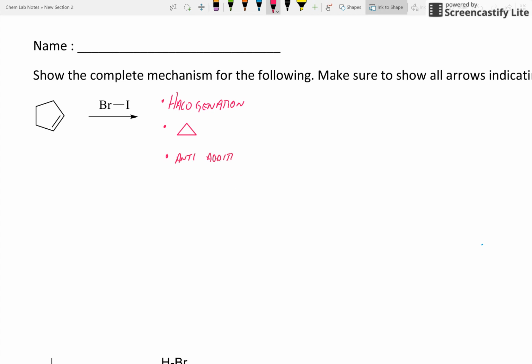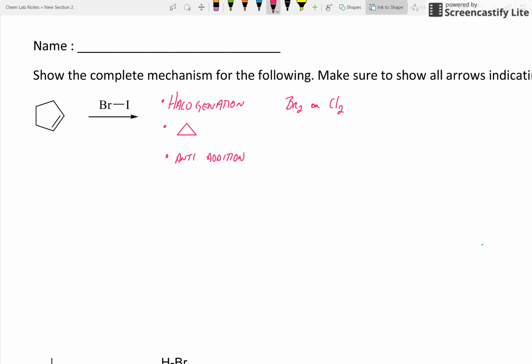Anti-addition, right? And if it does make a difference, it will form a racemic mixture at the end, right? So we've got all these different bullet points for what's going on here. But now you'll notice something. We don't have the typical Br2. We've typically used Br2 or Cl2. Here we've got BrI. Now, how does this reaction start?